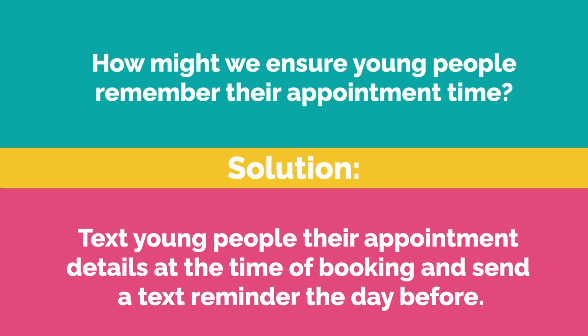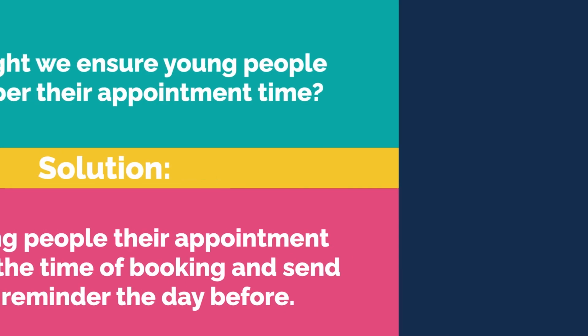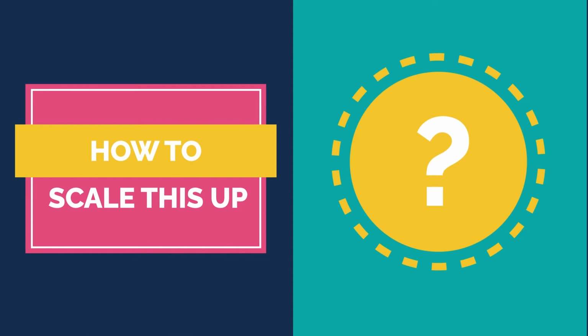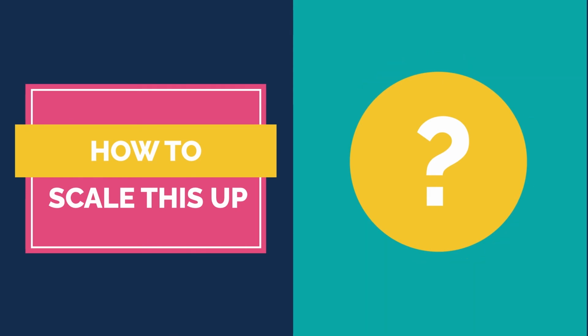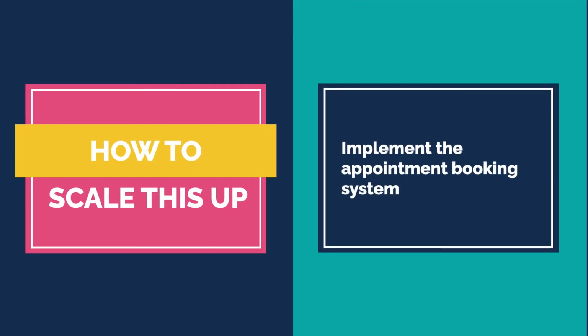During the develop stage, you may have been testing this idea by manually texting young people. You'll have also done some research into automated appointment booking systems. Now it's time to scale up this idea. So here is where you'll implement the appointment booking system. Young people will automatically be sent text reminders at the point of booking and the day before.